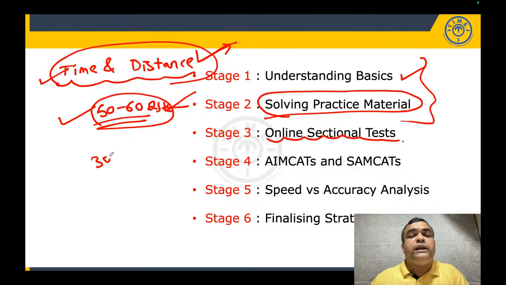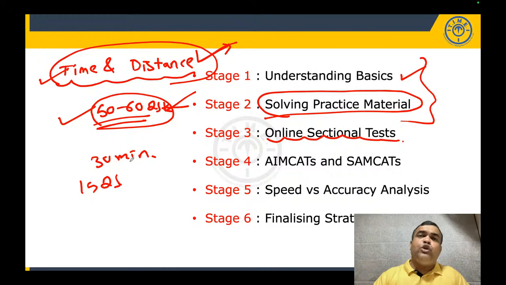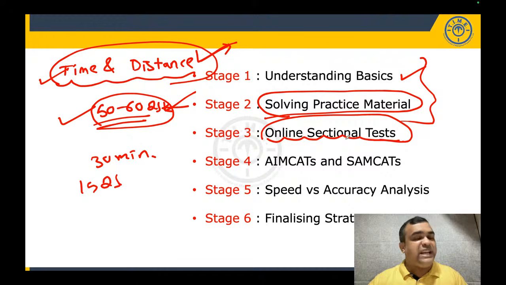Probably a 30-minute test with 15 questions. In 30 minutes, you cannot attempt all 15 questions. But can you check, out of these 15 questions, if my target is to attempt half the number of questions and get them correct, which are those 7-8 questions I can choose? That is the strategy building that happens in the online sectional test.